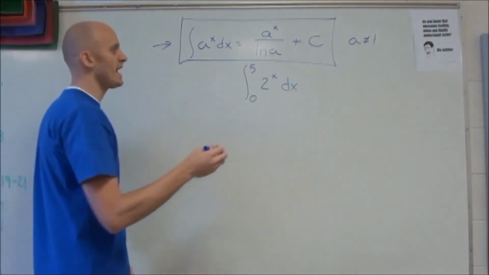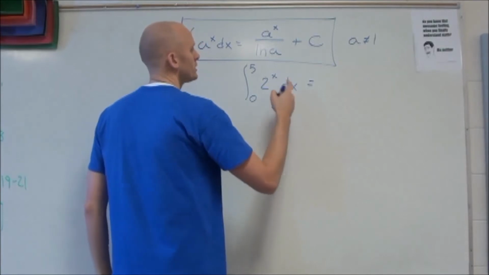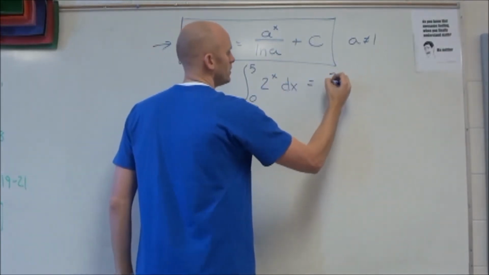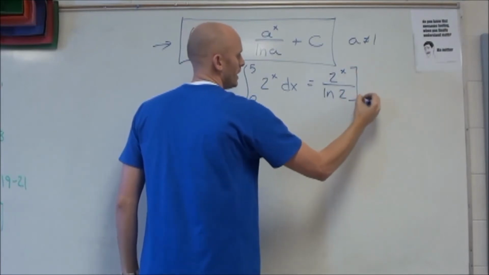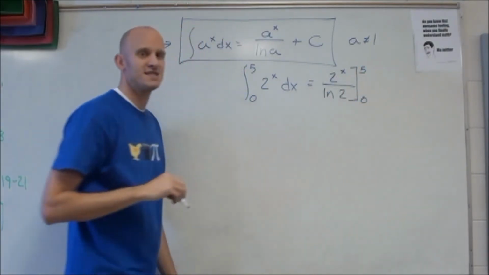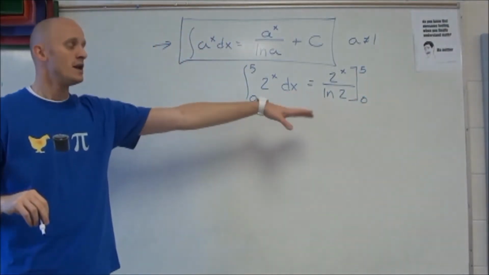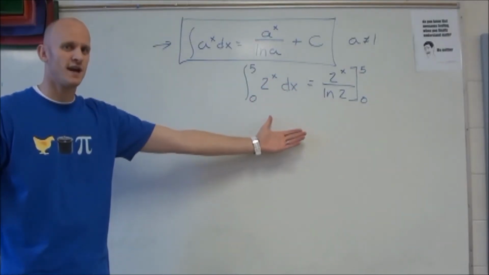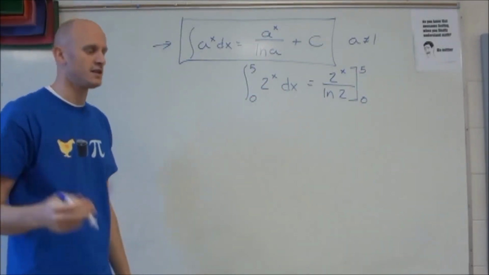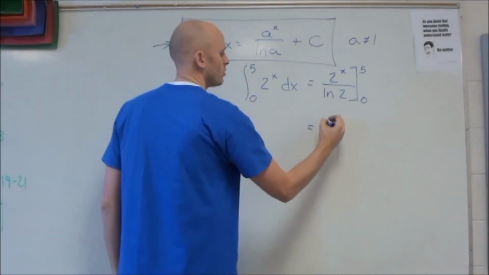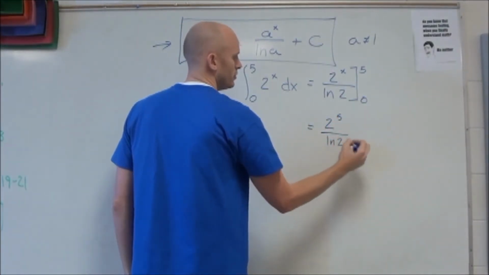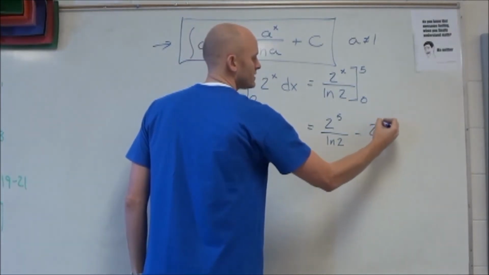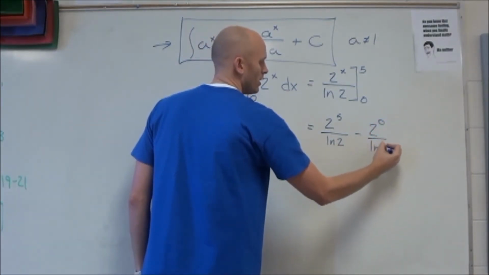Using this, we need the antiderivative, which is 2 to the x over the natural log of 2. And that will be evaluated from 0 to 5. Now all we need to do is simply plug those values in and we'll have our number using the fundamental theorem of calculus. So it would be 2 to the 5th over the natural log of 2 minus 2 to the 0 over the natural log of 2.